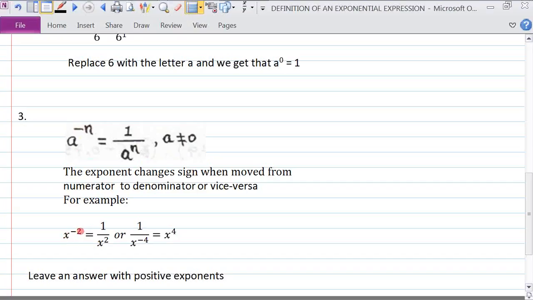X to the minus 2 becomes 1 over x squared, because what's happening here is the x to the minus 2 is on the numerator. I bring it down to the denominator, it changes sign. Here, the x to the minus 4 on the denominator is moved up, and the x to the 4th term is now on the numerator, not on the denominator, so it changes sign.